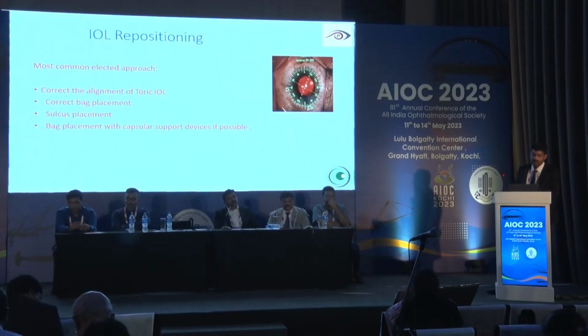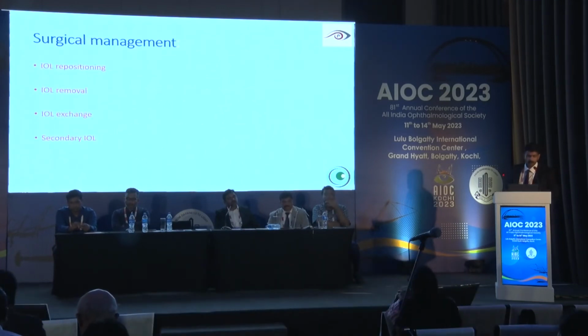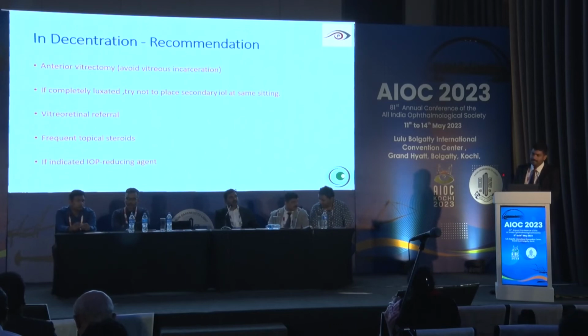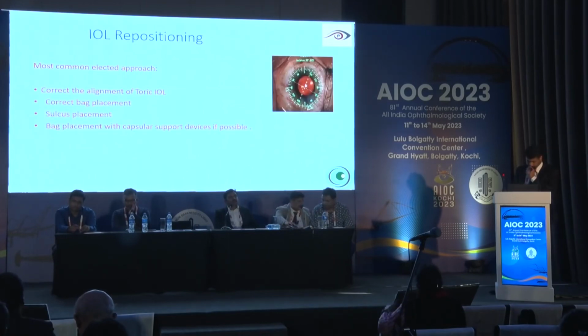So IOL repositioning is usually done if one of the haptics is in the bag, or if the damaged haptic is the one that is causing the decentration. You could reposition the IOL, or you could remove and exchange it with another IOL. So anterior vitrectomy, yes, in cases wherein you place the IOL in the sulcus, but there could be a small wick which is actually causing the decentration, then you do a vitrectomy to reposition it back into place.